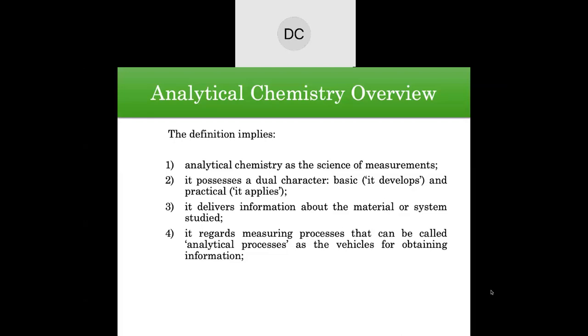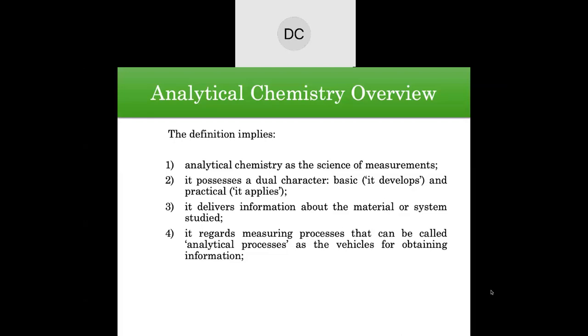Dia juga melibatkan, macam saya cakap tadi, the measuring process. Kena ada ukur bahan tu, the concentration, the mass dia kan, and also the volume, so that it gives us the idea on what is the information that we can get from the material.